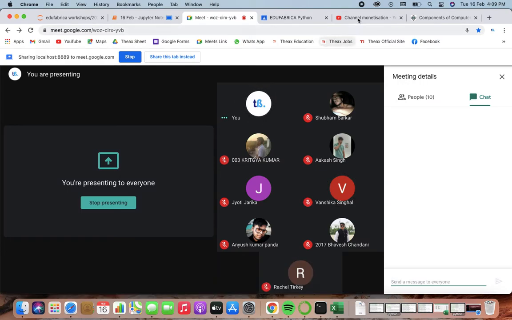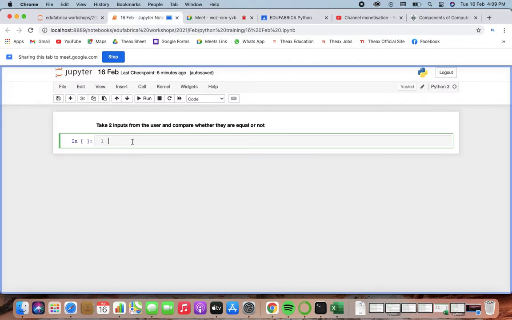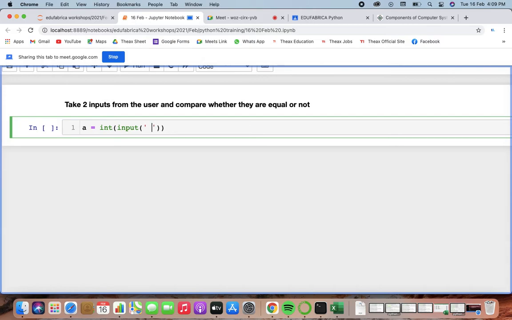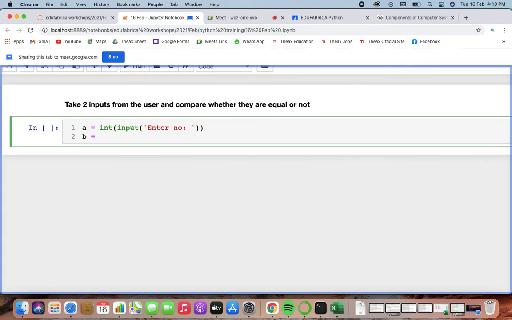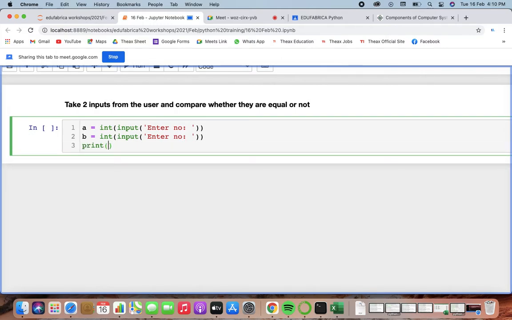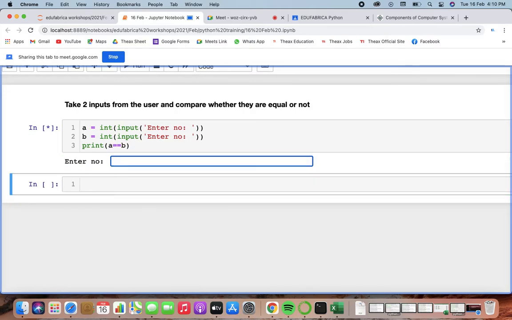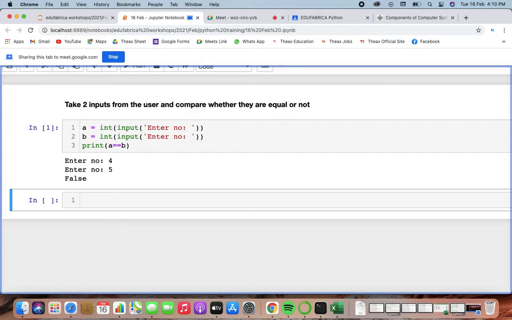Yeah, exactly. Correct. So basically, we'd be using a normal method. Let's go with what you said, it's quite easy. So a equals input, enter a number, whatever it may be. Again an input for b, again a number. Then you would be printing whether A is equal to B or not. Let's say 4 and 5 are the numbers, then it's not equal. Easy?